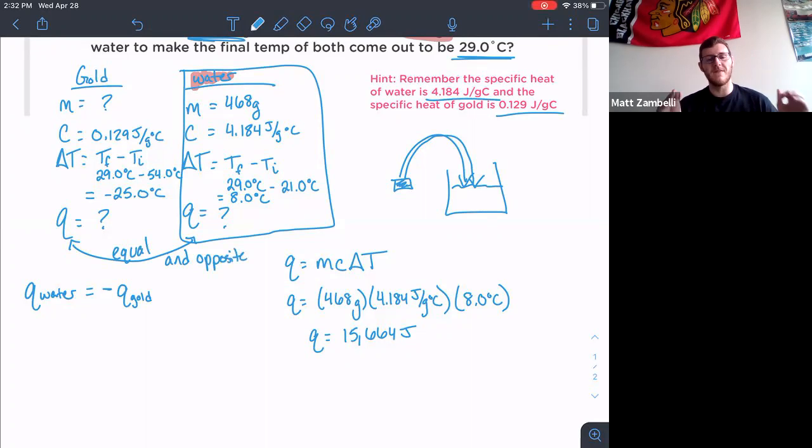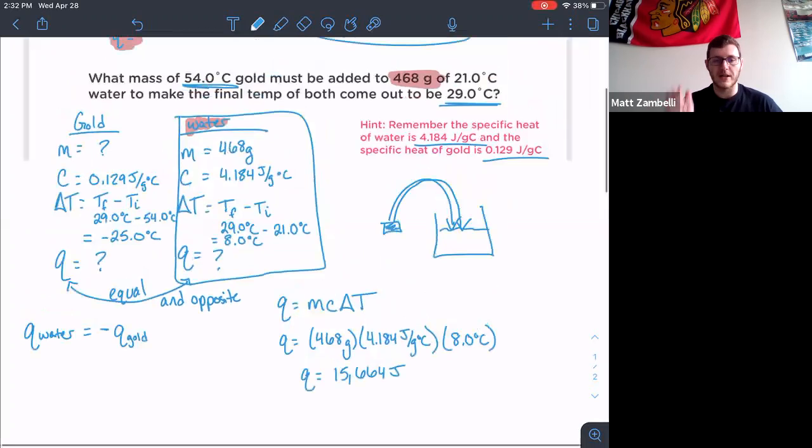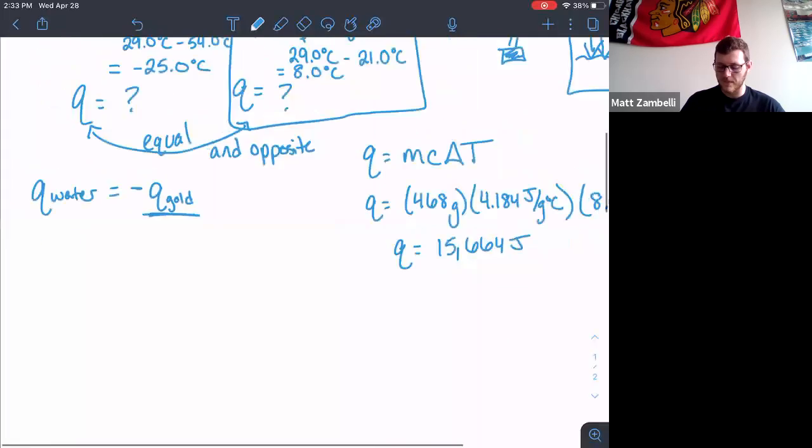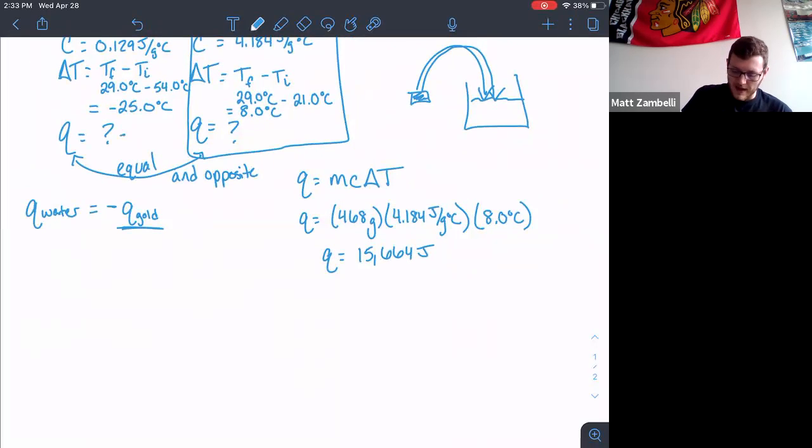So they're going to be the same value. One of them's just positive, one of it is negative. And the negative one's always the one that lost energy or lost temperature. So when their temperature is decreasing, they're going to have a negative Q, which means that their Q here will be that negative Q.